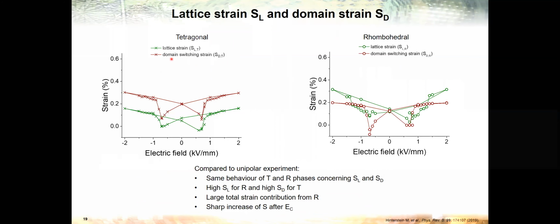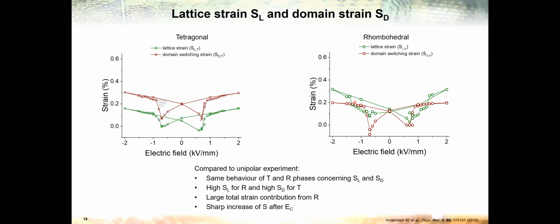So you can see here that in the tetragonal phase in this material, we have a rather low lattice strain, which goes to 0 at the coercive field. We have a domain switching strain, which always has a remnant value. And for the rhombohedral phase, it's a bit the other way around. We have a higher lattice strain and a lower domain switching strain.